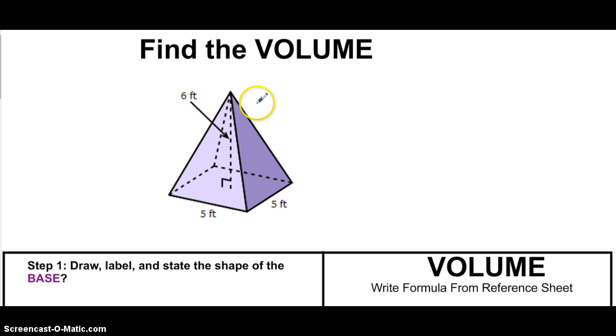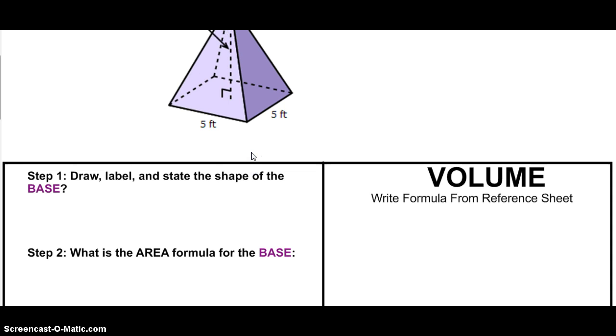Moving along, pyramids. We just want to find the volume of these, okay? So first thing to do is, once again, draw, label, and state the shape of the base. Well, we have this base right here. Look at that, it's beautiful. And it's this guy right here. So we draw it out. This looks like a square to me. And look, one side's 5, the other side's 5. So yeah, that's a square.